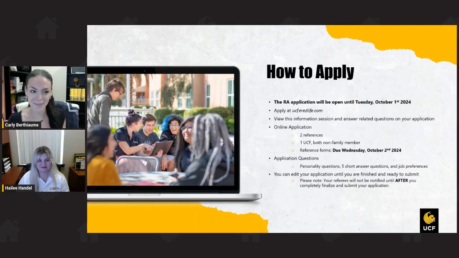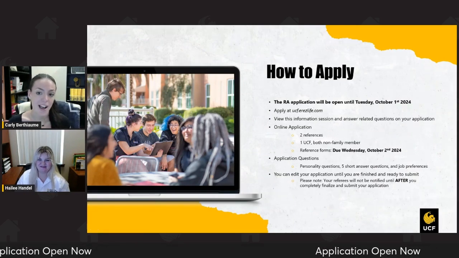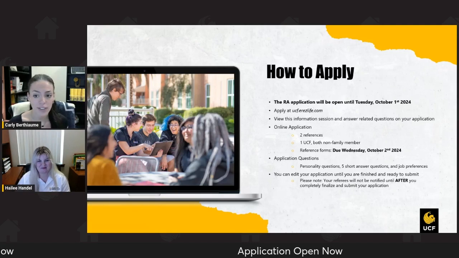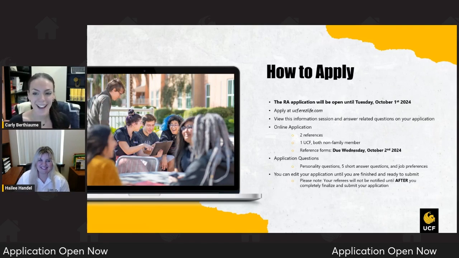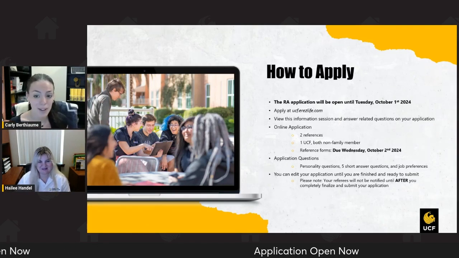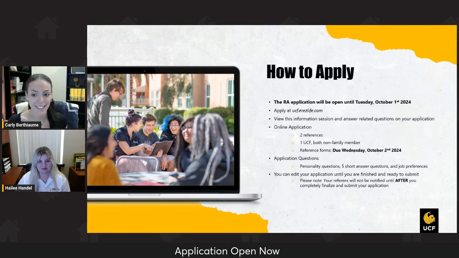Okay, now how can you apply? I'm so glad you asked, because our application is actually open right now. This application will close on October 1st, 2024, so make sure you get on that. You can visit ucf.ereslife.com to apply. You'll just log in using your UCF NID and password. You are required to view this info session, so hi, so glad you've made it this far. You will be asked to answer a couple questions related to it, so I hope you've been locked in.